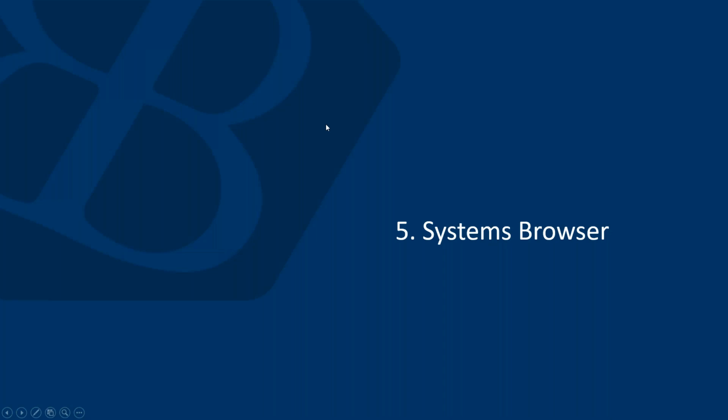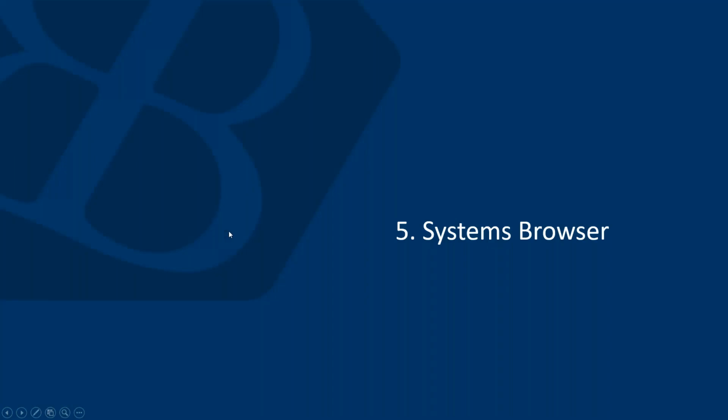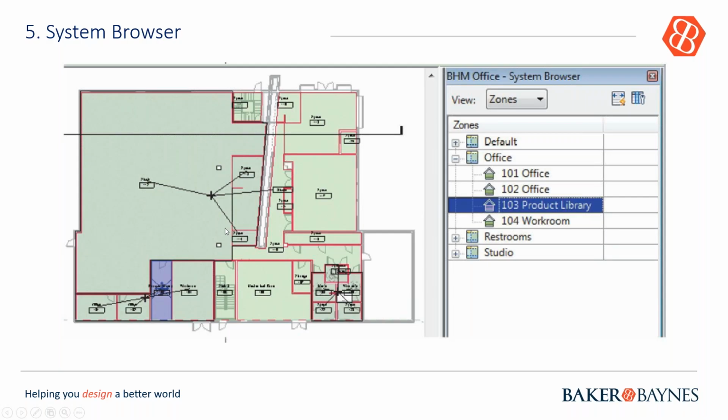The system browser forms part of creating zones, so I'm going to do it together and then open up Revit. When we're talking about the system browser, it's another useful tool when working with spaces and zones. When you select a space in the project, it's going to display in the project and system browser, as you're seeing here.